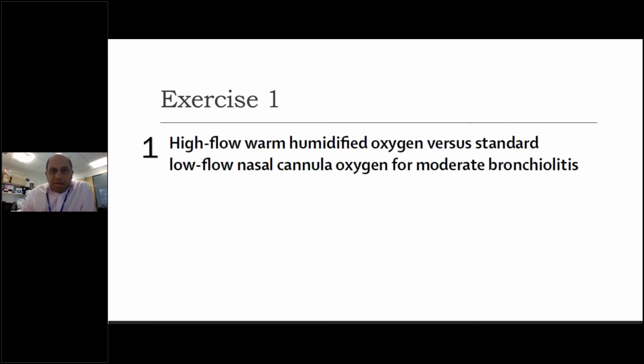So I was hoping that we could have some interactivity and people may be able to just type into the chat box. Can you specify whether this question, and I've just taken titles of papers, is a question that is amenable to a randomized controlled trial or not?